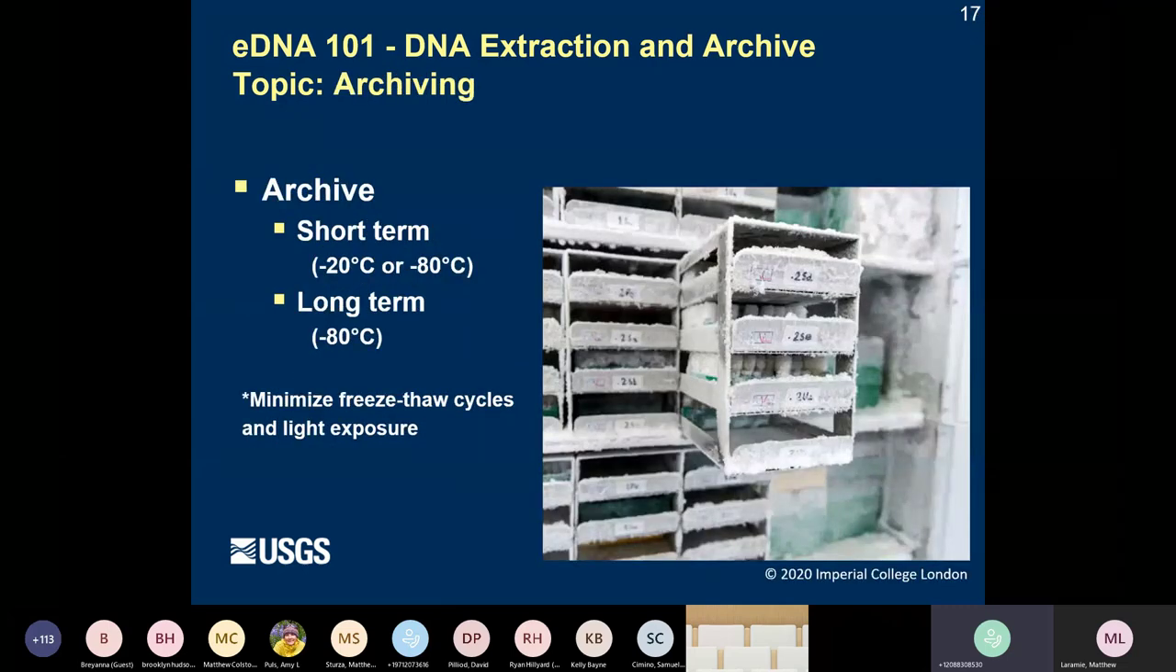And finally, for archiving, freezing is the recommended storage method. Minus 20 is going to be fine for short term, just between extraction and analysis, with minus 80 being the recommended temperature for any long-term archiving. You should also strive to minimize freeze-thaw cycles as much as possible, as well as minimize long-term exposure to light.